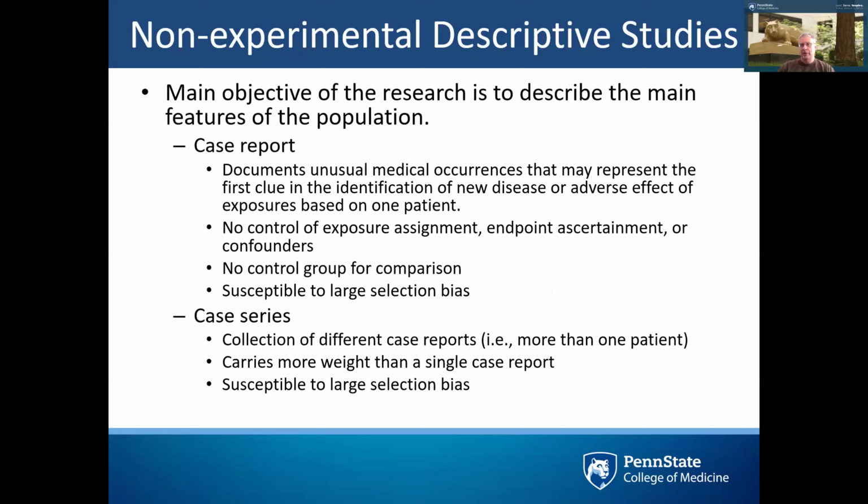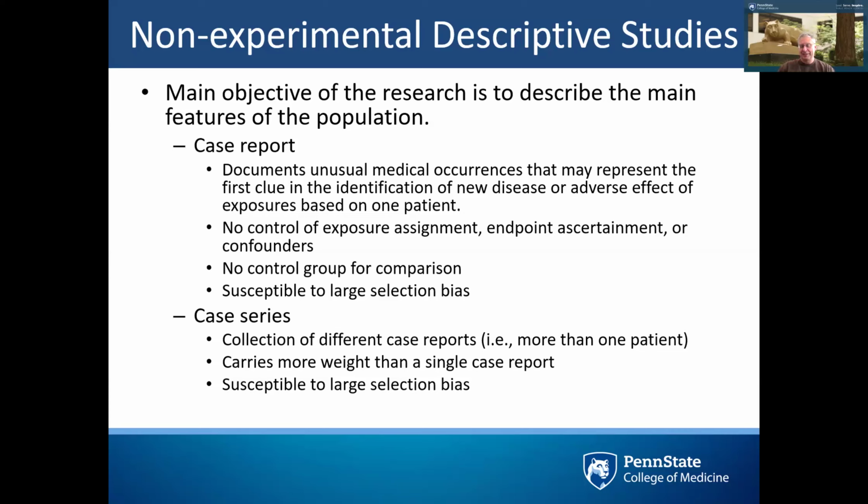It documents unusual medical occurrences that may represent the first clue in the identification of a new disease or an adverse event of the exposures based on one patient. So all case reports are on one patient or participant or individual. And I am coming from a medical field, so you may hear me use the terms patient or participant or subject a lot, but extrapolate that to whatever field you have.